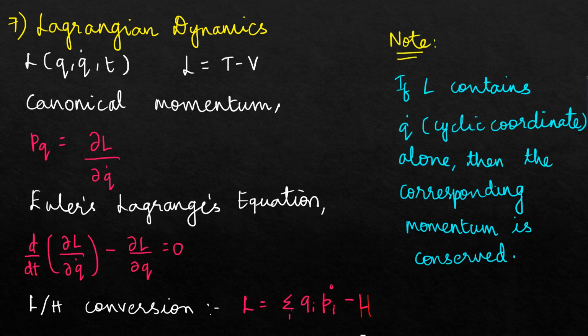And then the important thing is that if L contains only q dot, and not q, then q is said to be a cyclic coordinate. That is q dot, x dot, y dot, theta dot, anything. Then the corresponding momentum is conserved. So using this, you can find your canonical momentum. So if your Lagrangian contains only the derivative terms, that is q dot terms alone, then that coordinate is said to be a cyclic coordinate. And if you find the corresponding canonical momentum of that coordinate, that momentum will be conserved. So it is an important point to know.